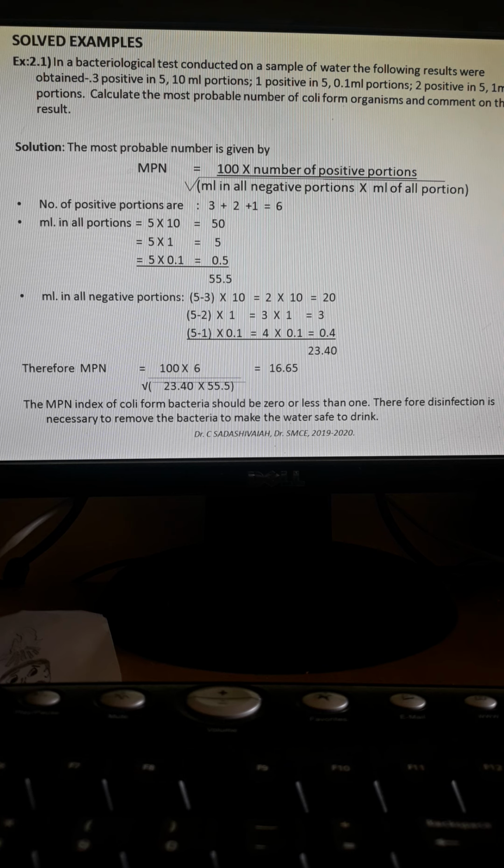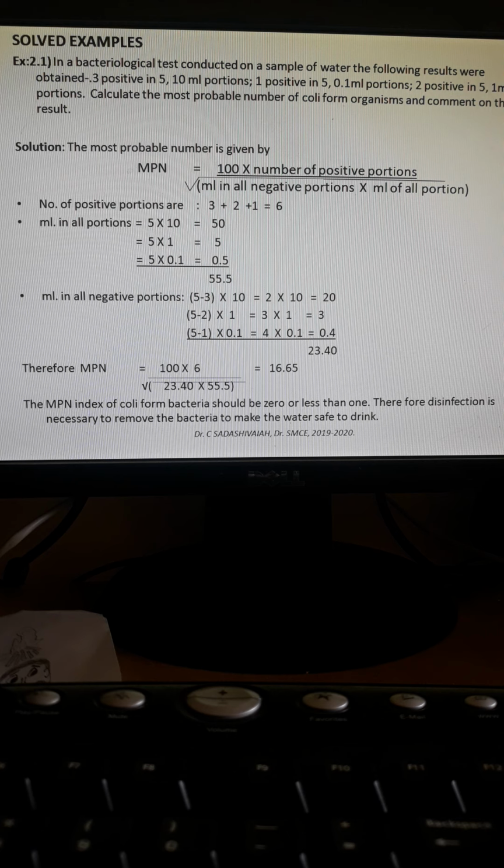According to Thomas, MPN is equal to 100 into the number of positive portions, in the denominator the ml in all negative portions and the ml of all portions. So we have to first of all calculate the number of positive portions.